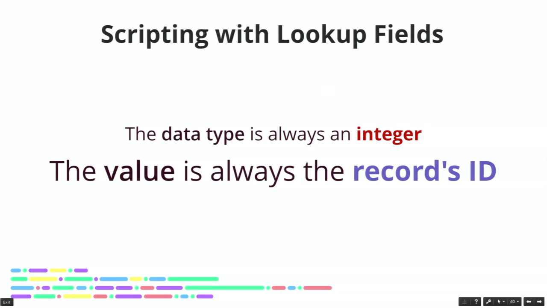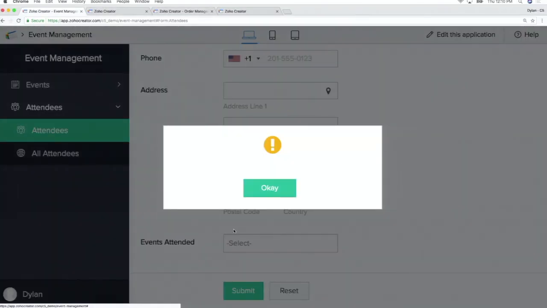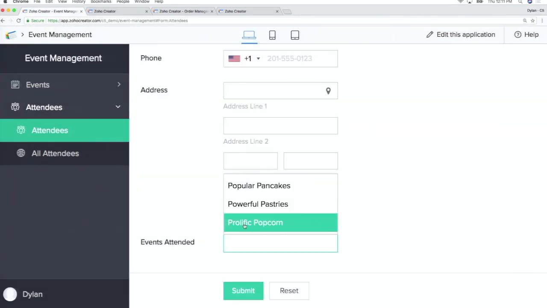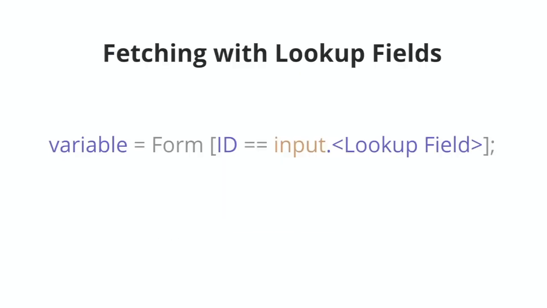So the data type is always going to be an integer, and it's always going to be the ID of whichever record you're looking up. Doesn't matter if I chose to look up based off of the name of the event, the date of the event, or whatever, it's always just going to end up being this ID number.